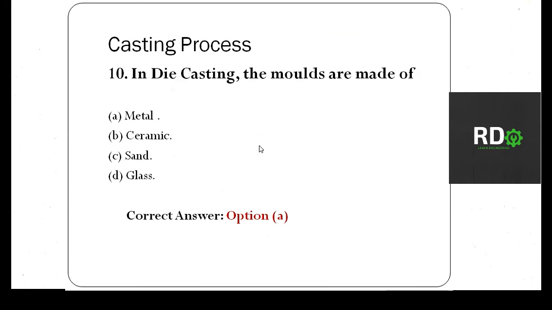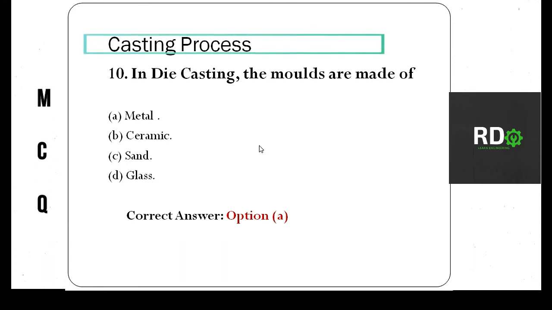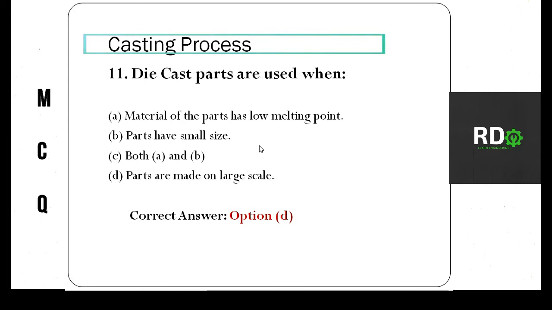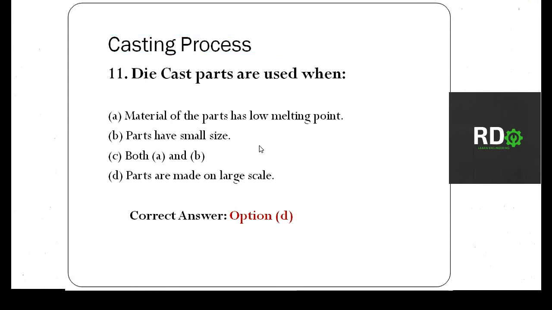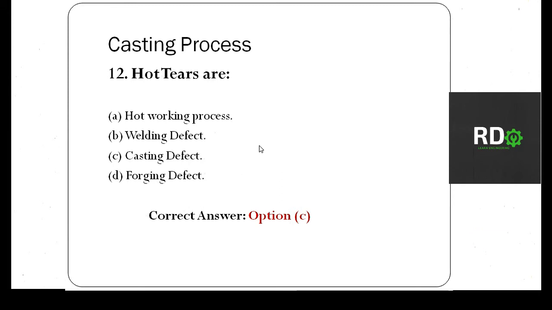Next, the die casting molds are made of. Okay, molds are made of ceramic. Sorry, the metal. The molds are made of option A, metal. The die cast parts are used when? Die cast parts are used when the parts are made on large scale, not for small. Okay, so please remember die cast is made for large scale.